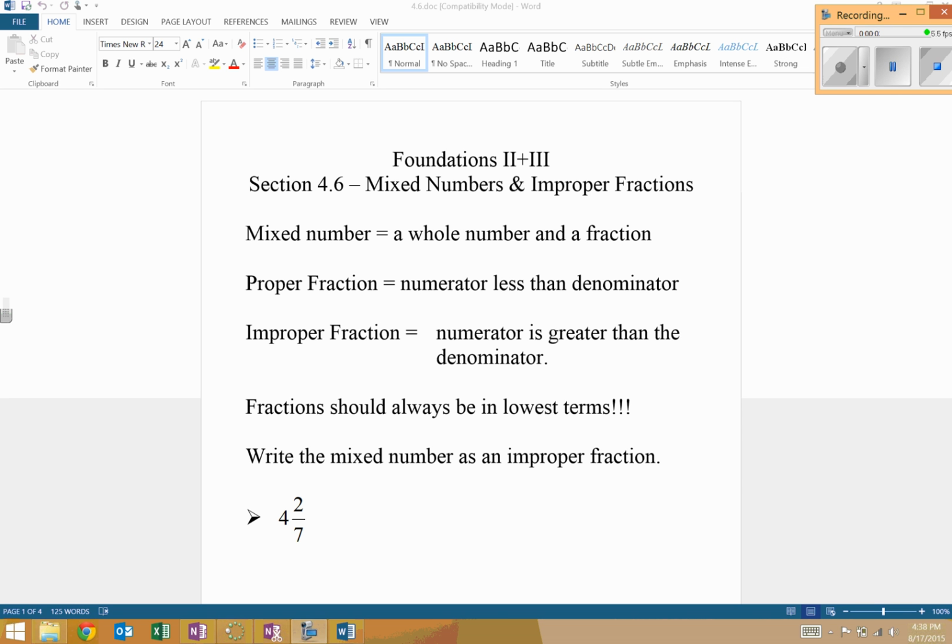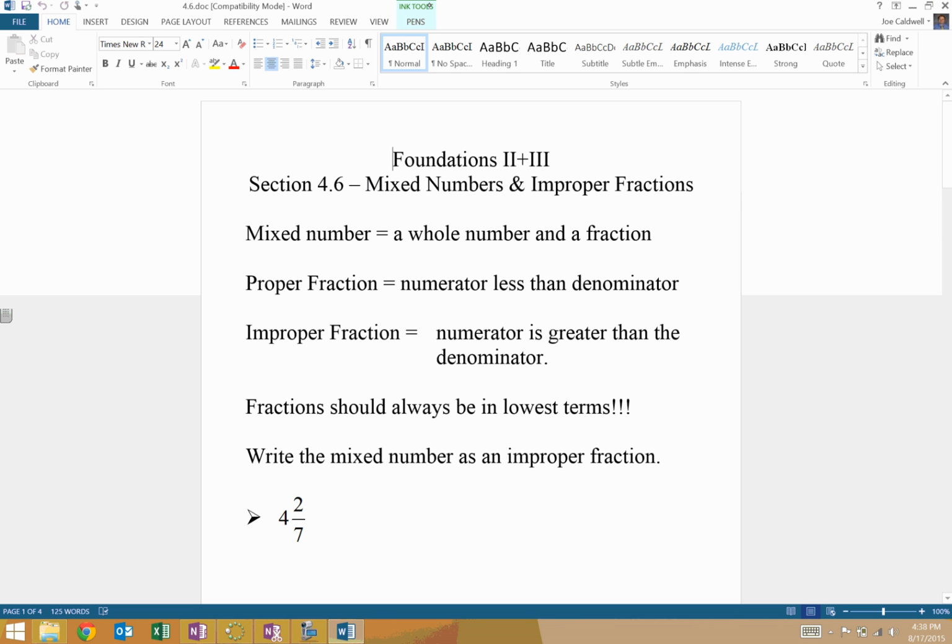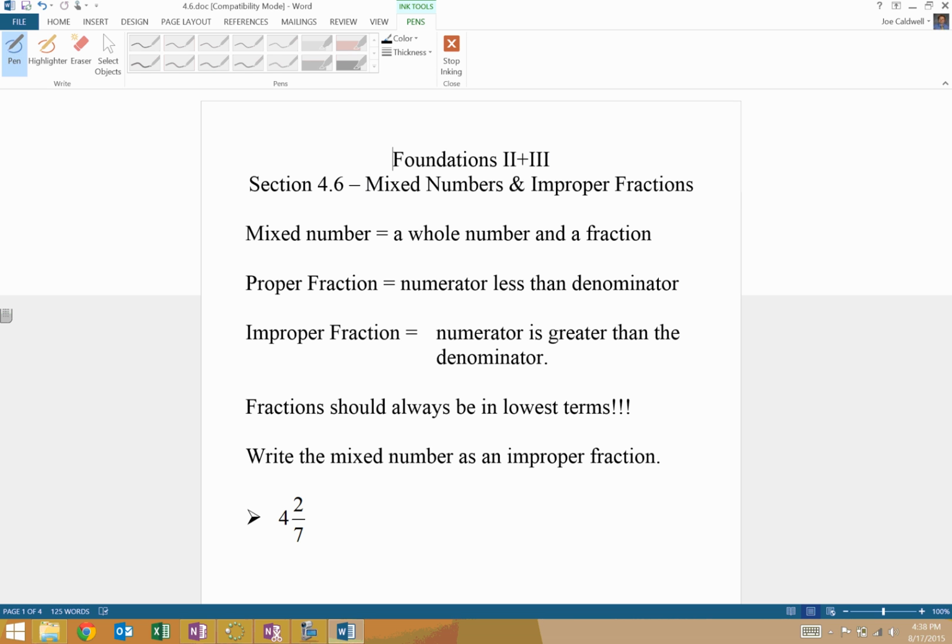All right, we're dealing with mixed numbers and improper fractions here. So let's define what those are. A mixed number is a whole number and a fraction, a whole number and a fraction all in one. For example, 4 and 2/3. A proper fraction is where the numerator is less than the denominator.